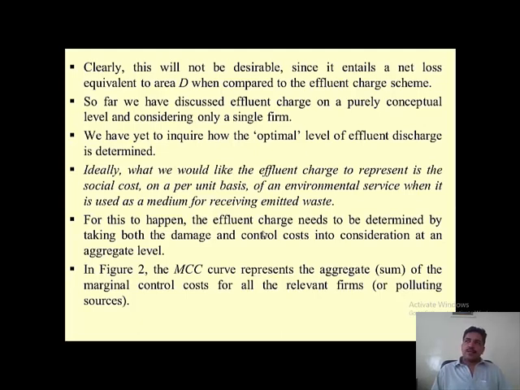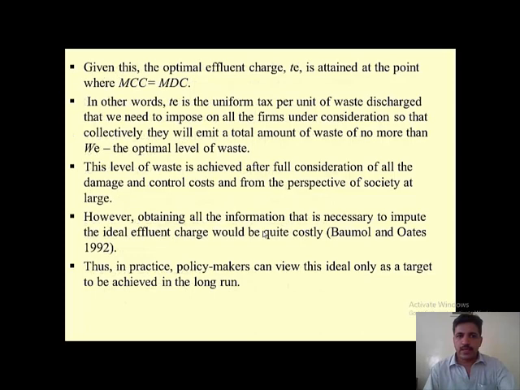In order to have an exact effluent charge, we have to take into account not only the pollution control cost but also the damage costs. We have figure number 2, where MCC represents the aggregate sum of the marginal cost for all relevant firms or polluting sources. Given this, the optimal effluent charge TE is attained at the point where MCC is equal to MDC.